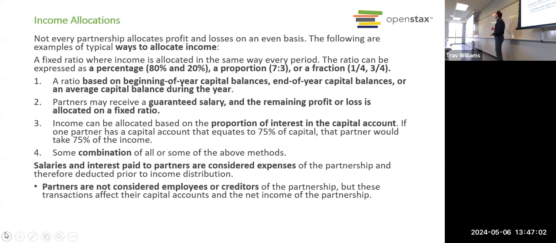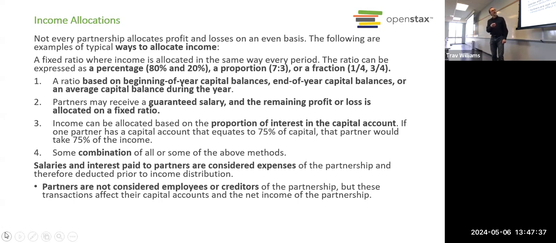Now, it's not always 50-50 because there aren't always 2 partners. And even if there are 2 partners, they can arrange any kind of a split that they want. Like it says here, they could agree on a percentage, 80% and 20% as an example. It could be a proportion. You get 7 shares and I get, well, I shouldn't say shares because that sounds like corporation. For every $7 you get, I get $3. Okay, it could be that kind of an arrangement.